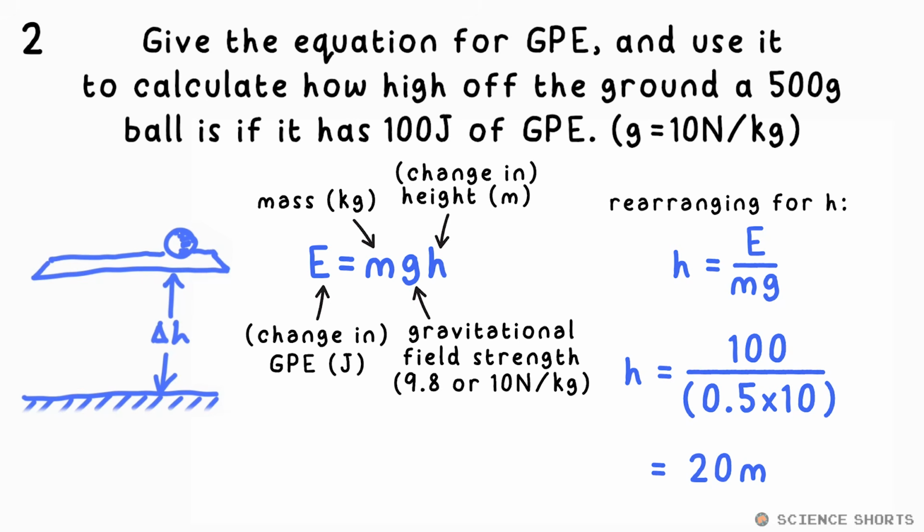Did you remember to convert grams to kilograms? 500 divided by 1000 is 0.5, so it's 0.5 kilograms. Don't forget that when you're dividing by two things on the bottom, you must use the fraction button on your calculator or use brackets around the two numbers.